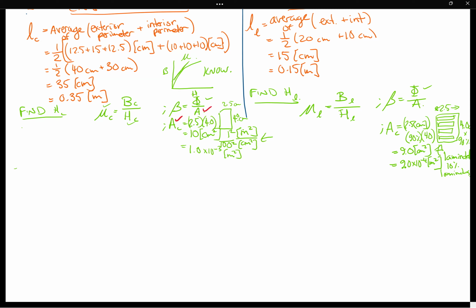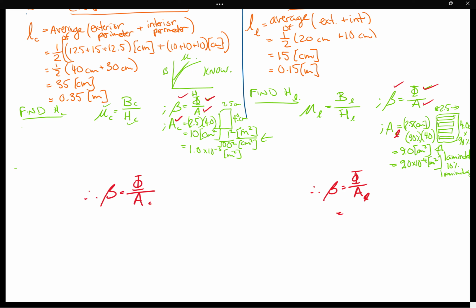So I have A, I have flux in the question. So I have flux, I have A. So I can now find beta. So the flux density, therefore, beta is equal to the flux over the cross-sectional area. Oops, this is L. And over here as well, beta equals, the flux density is the flux over the cross-sectional area.